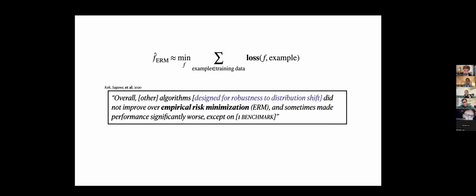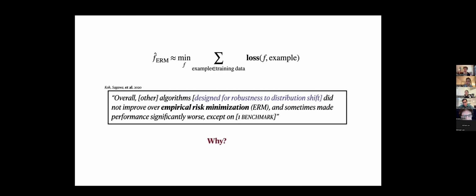But somewhat surprisingly, many algorithms that are intentionally designed to combat distribution shift have been shown not to really improve very much over empirical risk minimization in a very reliable way. In fact, this is from a very influential aggregation of data sets called the WILDS data sets that looked at distribution shifts in real world scenarios. And they found that all these intentionally robust algorithms seem to do worse than just vanilla empirical risk minimization, even though ERM is designed just for in-distribution generalization.